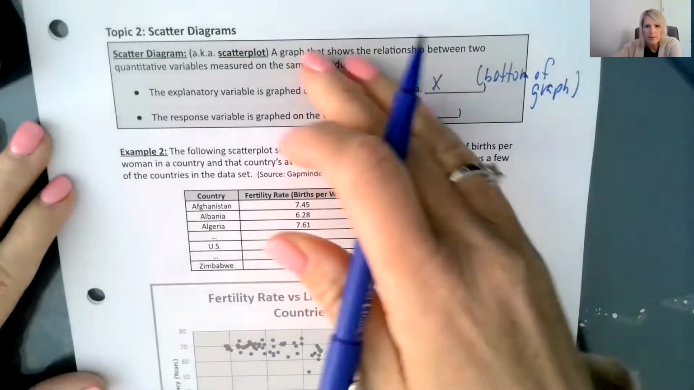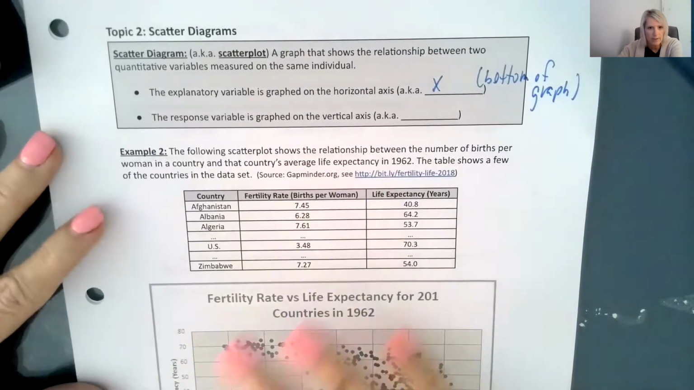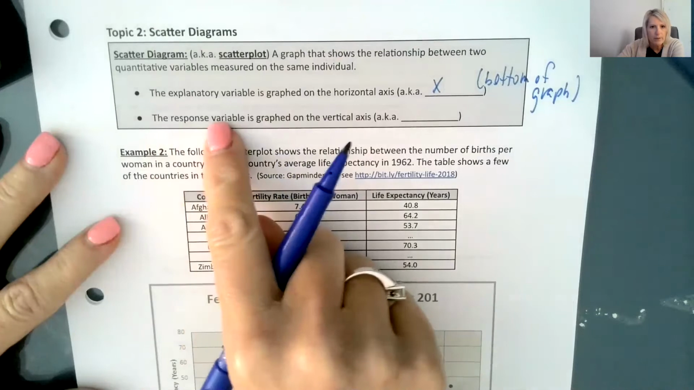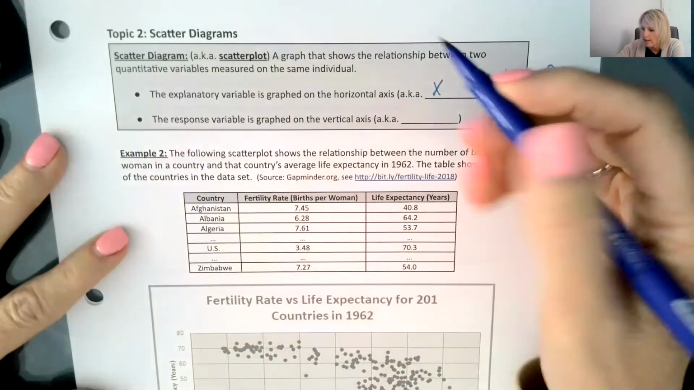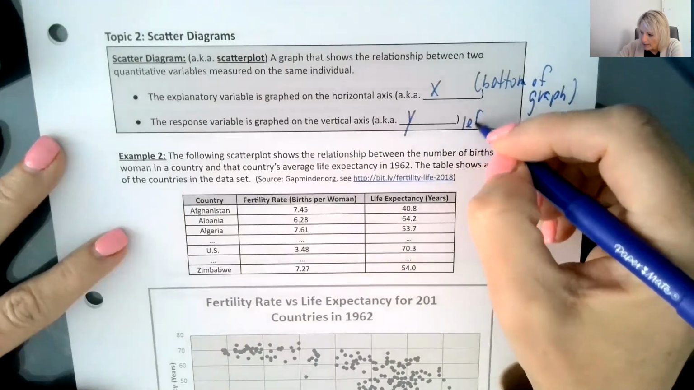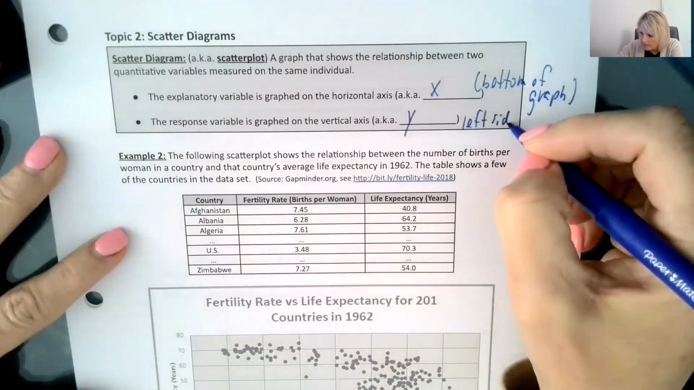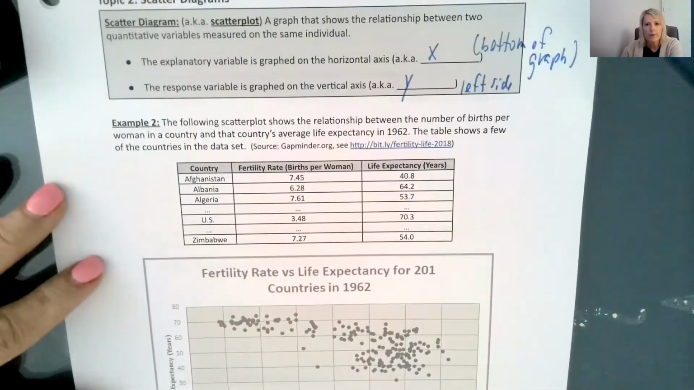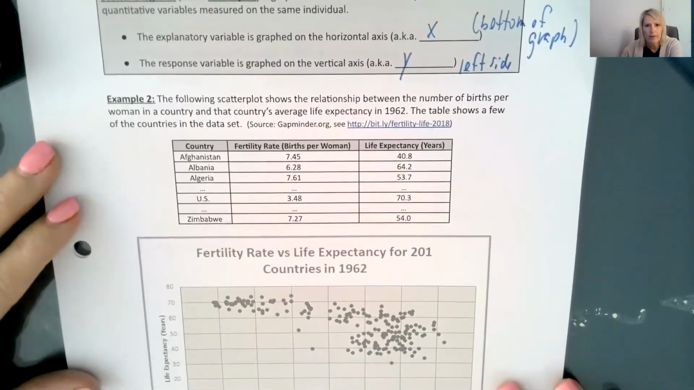And you'll want to go back and use this as reference while you're working on this entire chapter, because it kind of takes a while to get to know. The response variable is graphed on the vertical axis, AKA that's the Y, and that is on the left side of the graph.